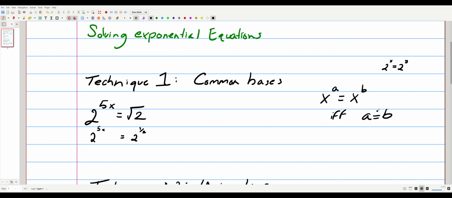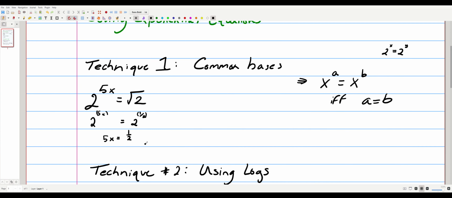And so now we can employ this logic here, because exponential functions are 1 to 1. That means 2 to the 5x power is equal to 2 to the 1/2 power only when the arguments for the exponents are equal. So what we can do here is just ignore the bases and set the arguments equal to each other. And so we set 5x equal to 1/2, and now we just have to solve for x.